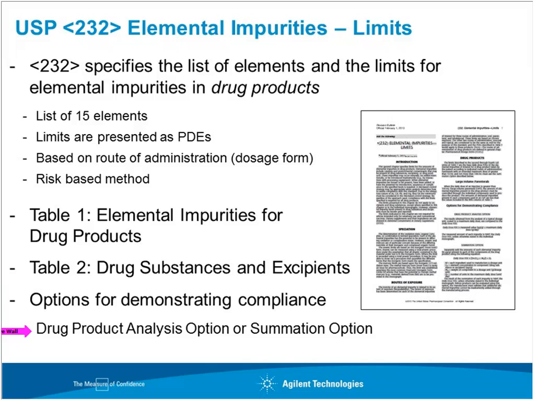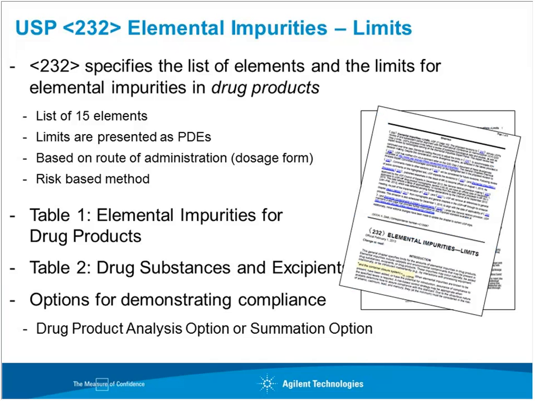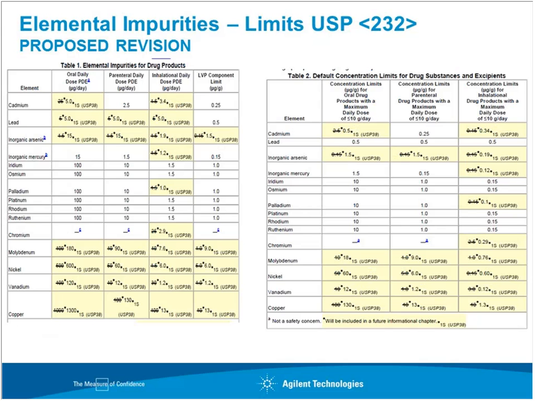It should be noted that revisions to Official Method 232 were proposed by USP in December 2013. That's what we can see here, the revised document. We'll talk more about why these revisions were proposed, but first, let's talk about what the revisions are. To do this, we'll take a closer look at Table 1 and Table 2. So this is from the proposed revision of 232.